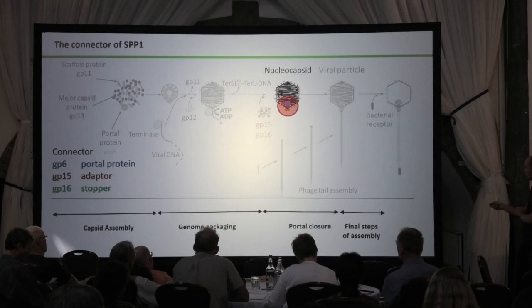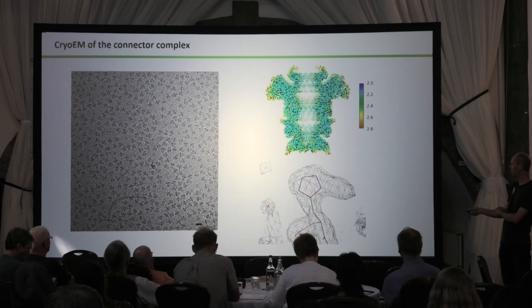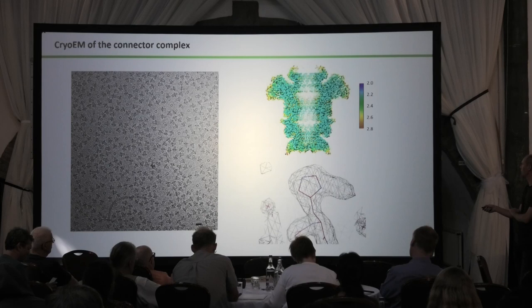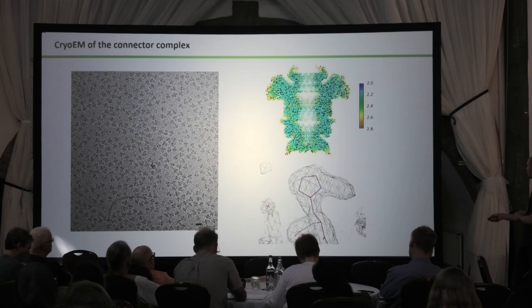By adding EDTA, we are able to disrupt the nucleocapsid and recover the connector. And that's what you see here. We have a very nice cryo-EM grid of the connector. That's the density map we got, and we have an excellent resolution. That's just a zoom, at a particularly good position, to show the quality of the map. We can see clear water molecules and the strange density.